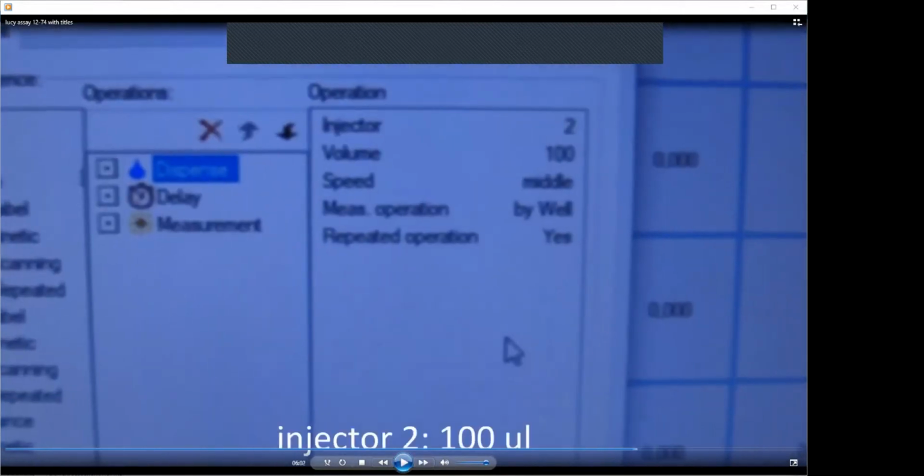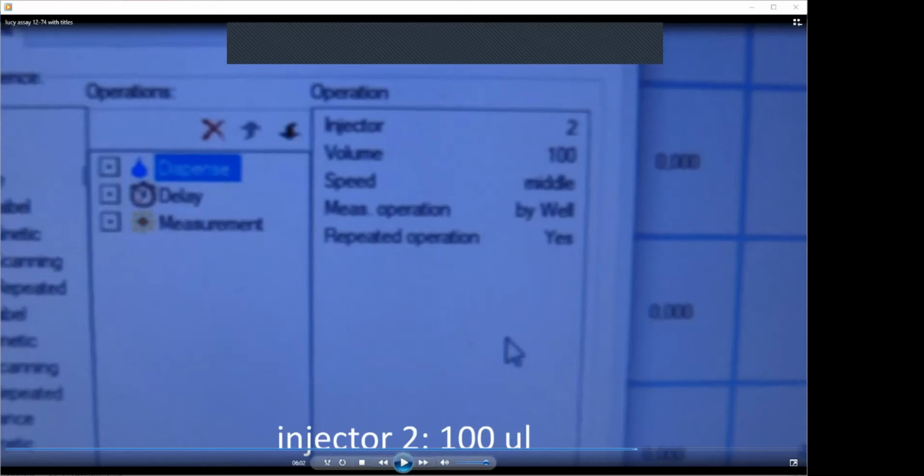Injector number 2, volume is as written in the protocol, 100 microliters. You can also change the speed of injection. We use the middle, and it's important to notice that it's done by well. That means one sample will be injected and measured, and then the instrument comes to the next one. It's not done by rows or columns.